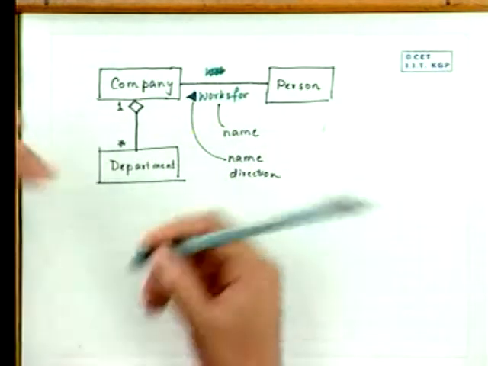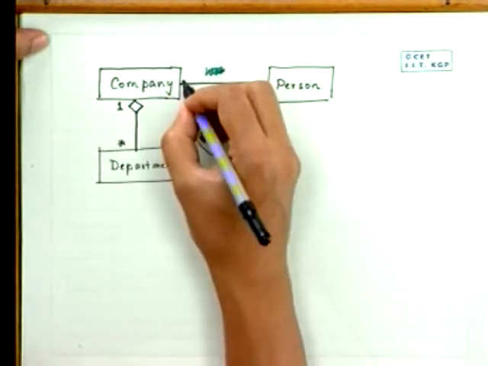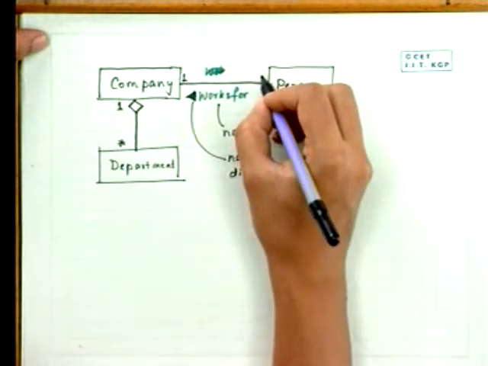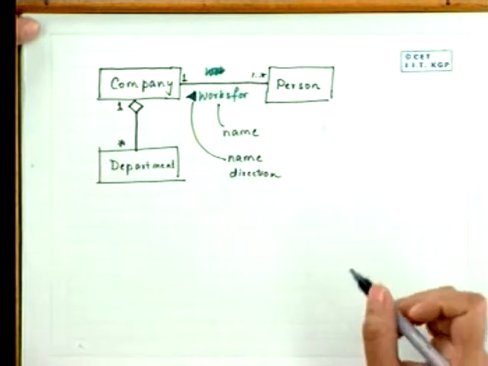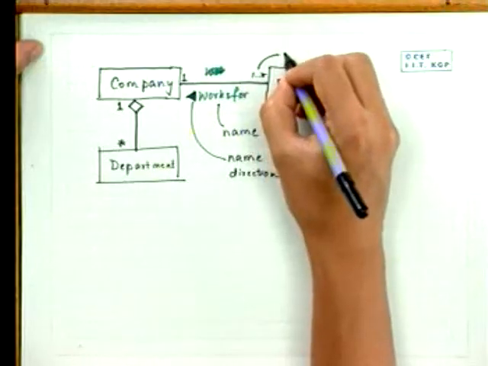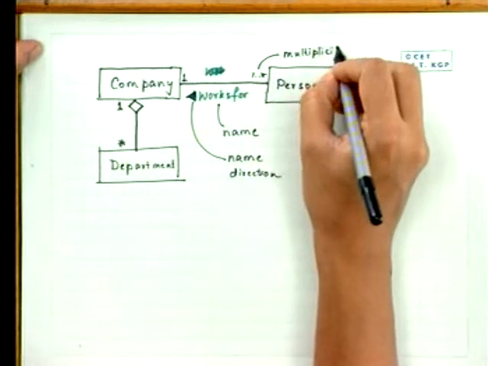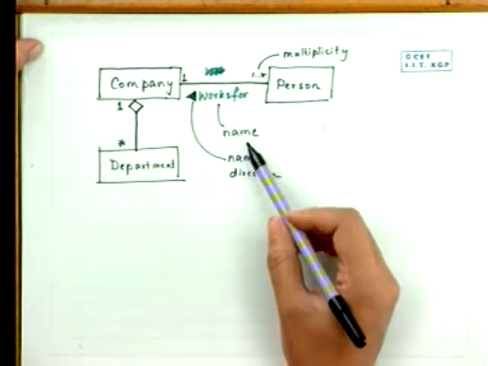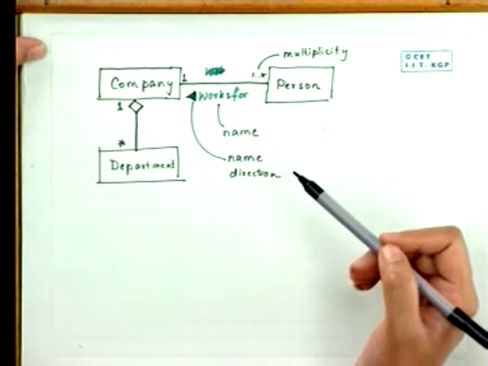And if we say that the multiplicity of this relation is like this, company 1 to 1 dot dot star. A company consists of 1 or more people. So this is a 1 to many relationship. So this is the multiplicity of the relationship. So name, direction, multiplicity. There are other adornments also possible.